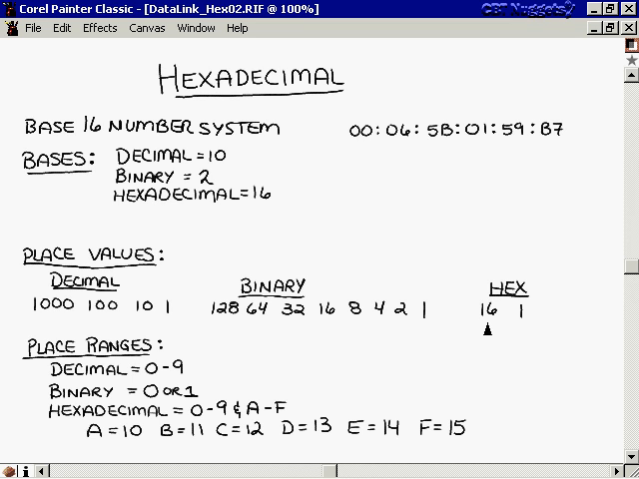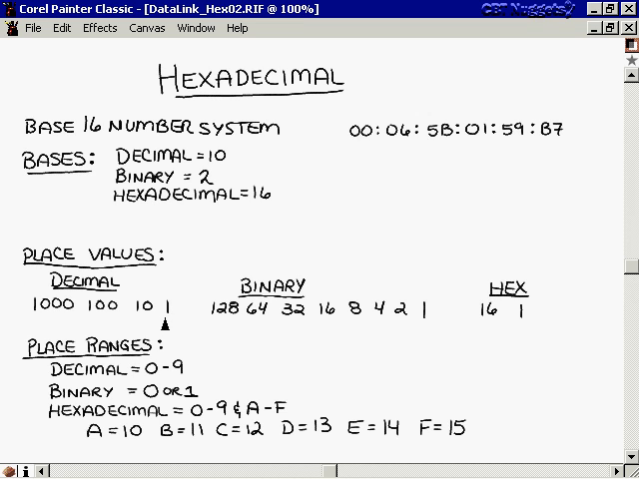Alright, we spoke of ranges in each of these places. Let's talk about the ranges. In the decimal numbering system, we have a range of 0 to 9. What does that mean? That means in each of these place values, I can have a representation of a number from 0 to 9.